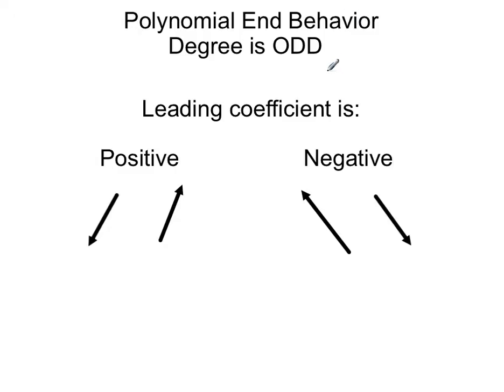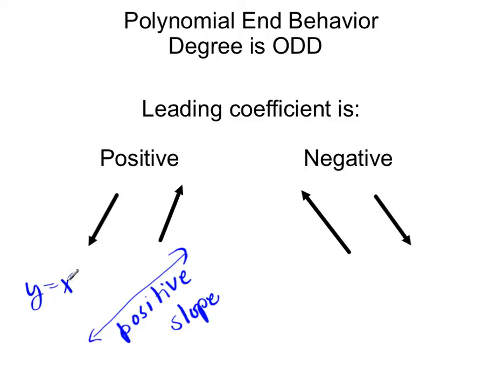Now, if the degree is odd, if the leading coefficient is positive, it's down on the left and up on the right. If it's negative, it's up on the left and down on the right. The way I remember this is just a basic line. This has a positive slope. y equals x. And of course, that's a polynomial, right? It has a positive slope, down on the left, up on the right.